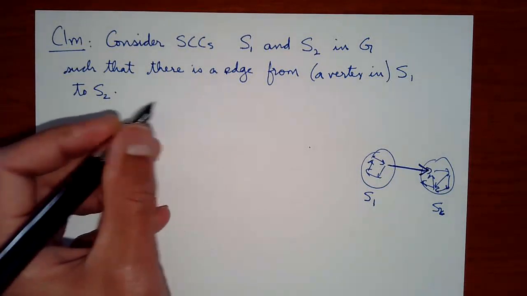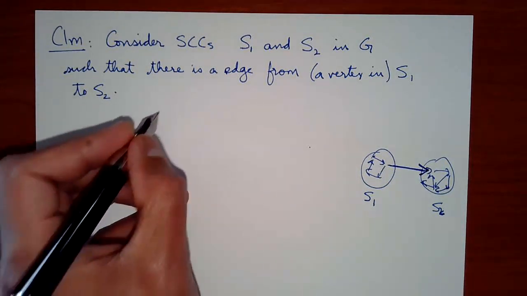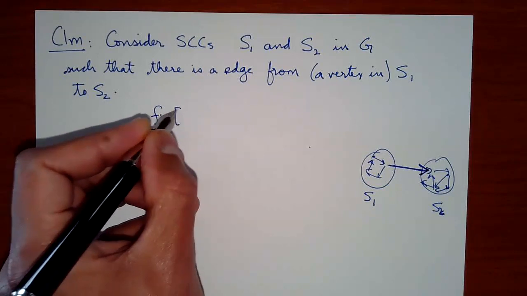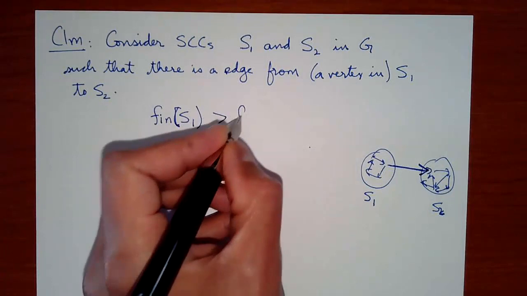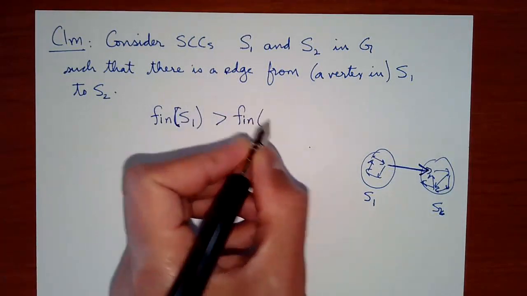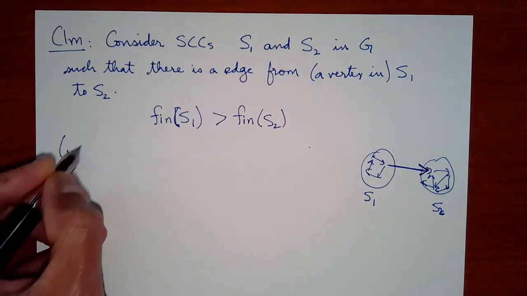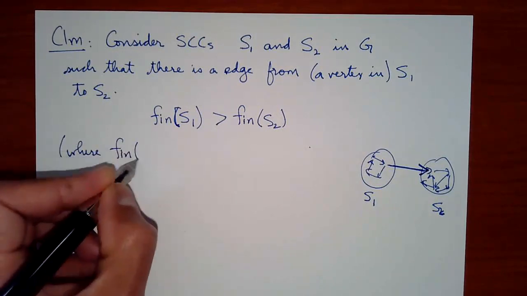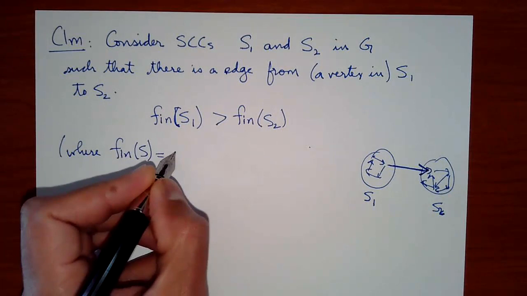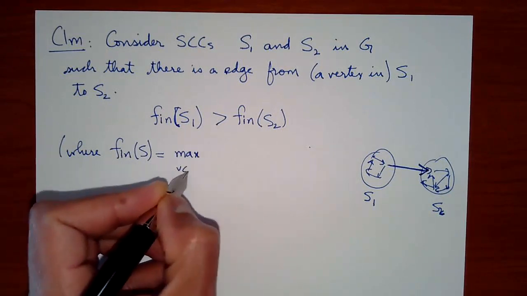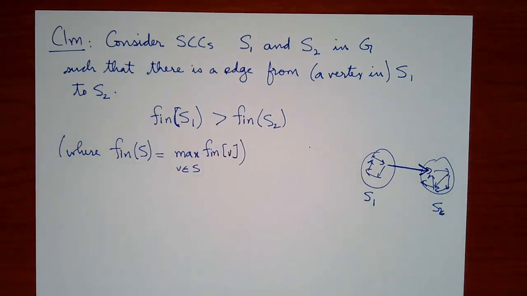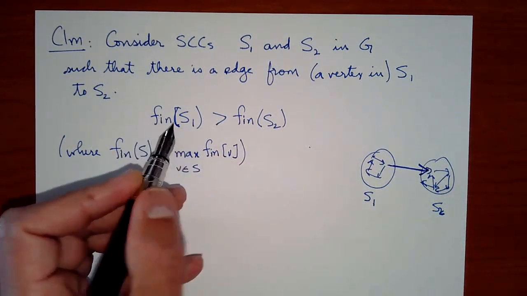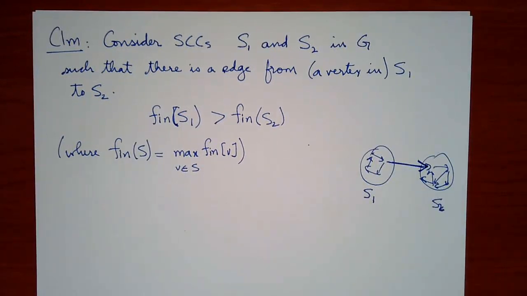Then I'm going to write something. I should have defined this earlier, but I'll say the finish time of S1 is greater than or equal to the finish time of S2, where the finish time of any set of vertices is simply the max over all vertices in the set of the finish time of that vertex. So it says that the largest finish time in S1 is more than the largest finish time in S2.